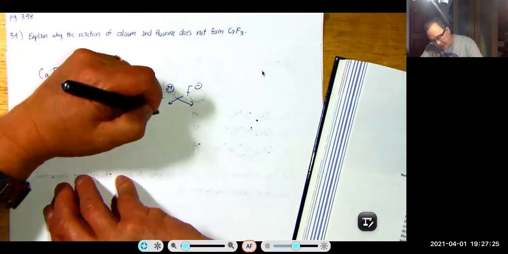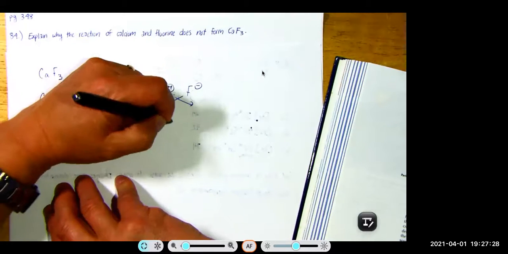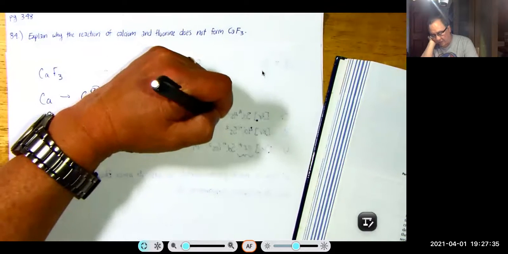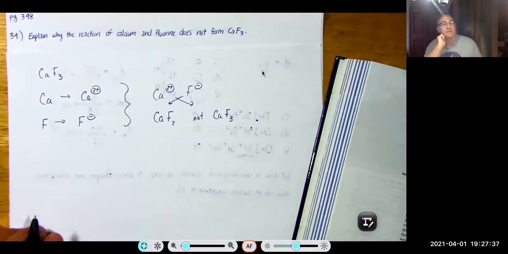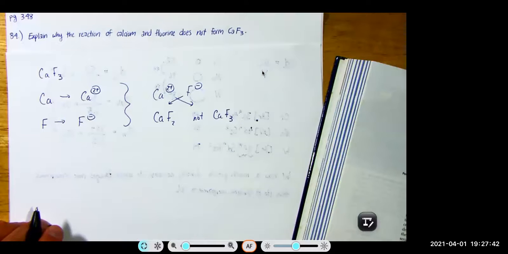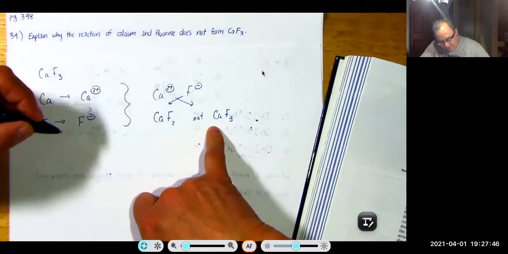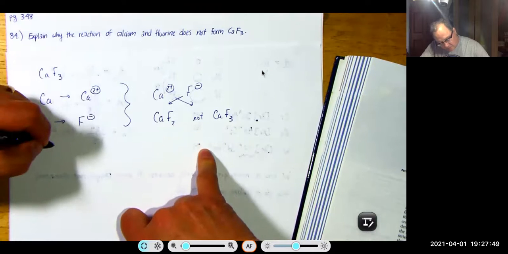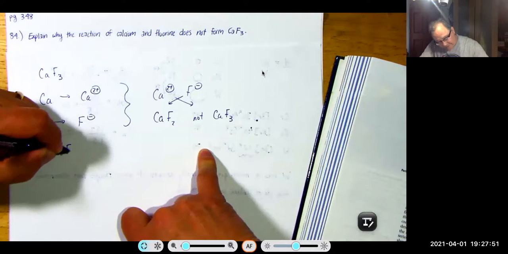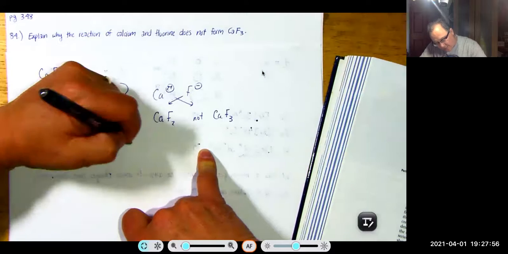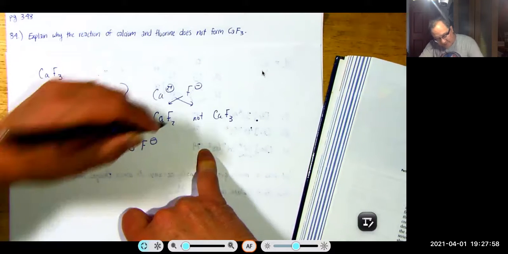So we get CaF2 and not CaF3. Are you with me there? Yeah. Okay, so let's answer it from this point of view. For CaF3, we have 3 F minuses, and that's okay.